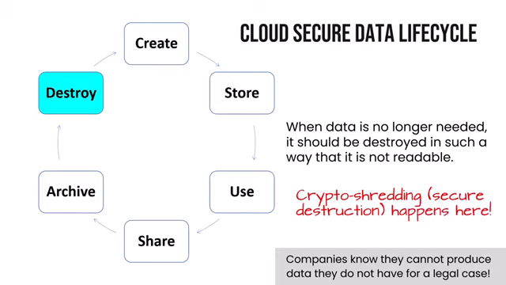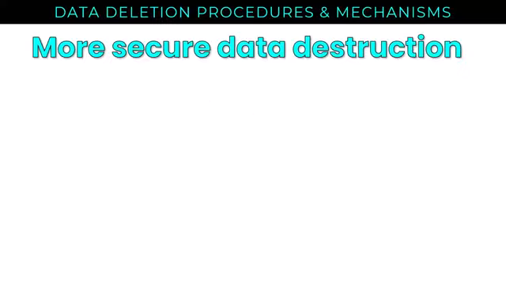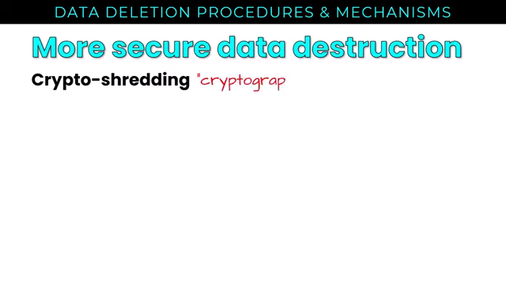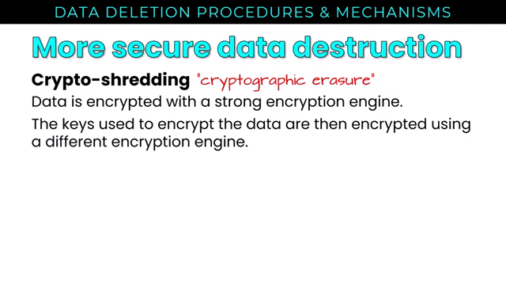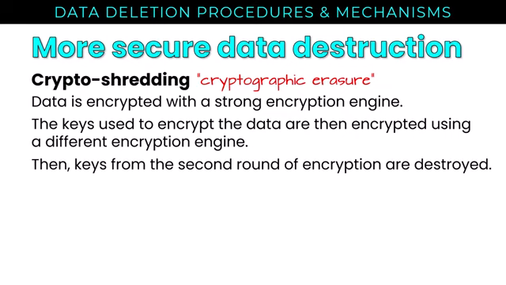And that's where crypto shredding, secure destruction, comes into play. We touched on crypto shredding briefly in Domain 1. We'll touch on it again here. So this is cryptographic erasure. Data is encrypted with a strong encryption engine. The keys used to encrypt the data are then encrypted using a different encryption engine. Then keys from the second round of encryption are destroyed.